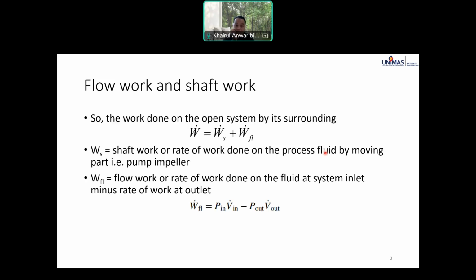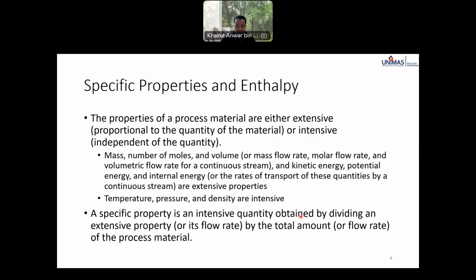Next is the flow work. Since the system is open, everything that comes in will come out. The moment it comes out, we call it flow work, W_fl. In this case, W_fl equals P V̇ out minus P V̇ in. Remember the dot refers to the rate. V̇ in and V̇ out here are the volumetric flow rates, and P is the pressure. Next, the specific properties and enthalpy.